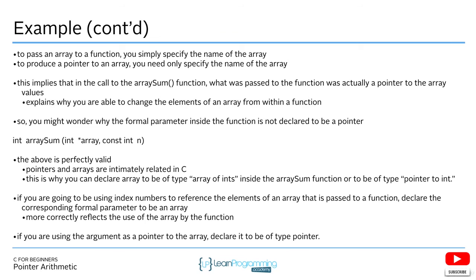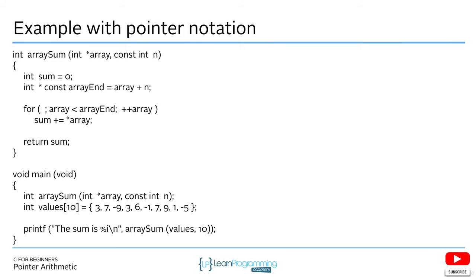So here's an example with the pointer notation of the function, where the previous example was using an array notation. Here we just say int star array, and what you'll notice is the function immediately becomes a lot smaller, right? Because we don't have to assign the pointer to the array, to the first element like we did. The loop also becomes a lot smaller because we don't need to do that assignment in the first statement. We can just say until the array is less than array end, and we can increment the array. So it's a little less code. It's still very clear what's going on, hopefully, if you understand arrays and pointers.